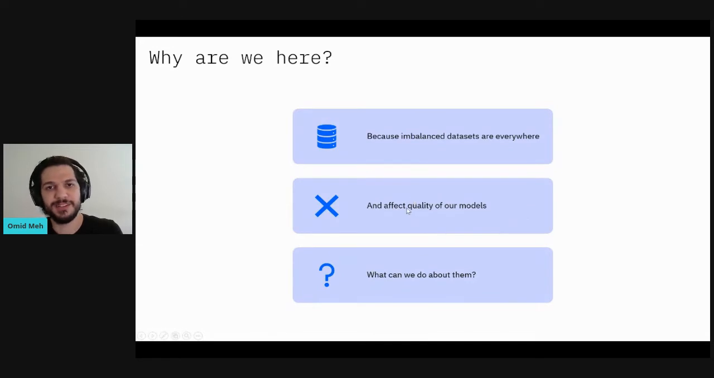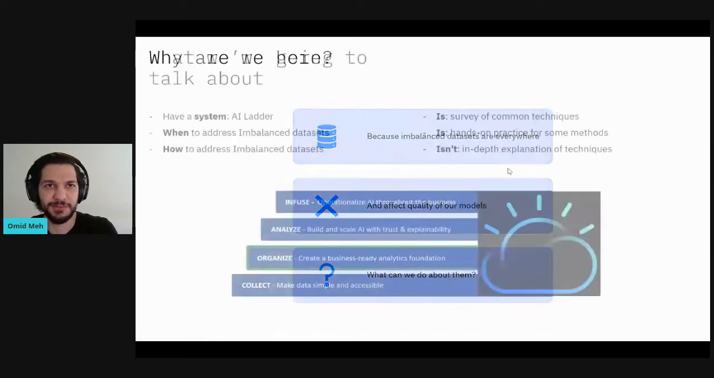So to summarize all the stuff that I said, why are we here? Because imbalanced data sets are everywhere, because they can negatively affect our model quality, and because we want to know what to do about them. So now that we know it's there, now that we know it's not good, let's see what we can do about it.